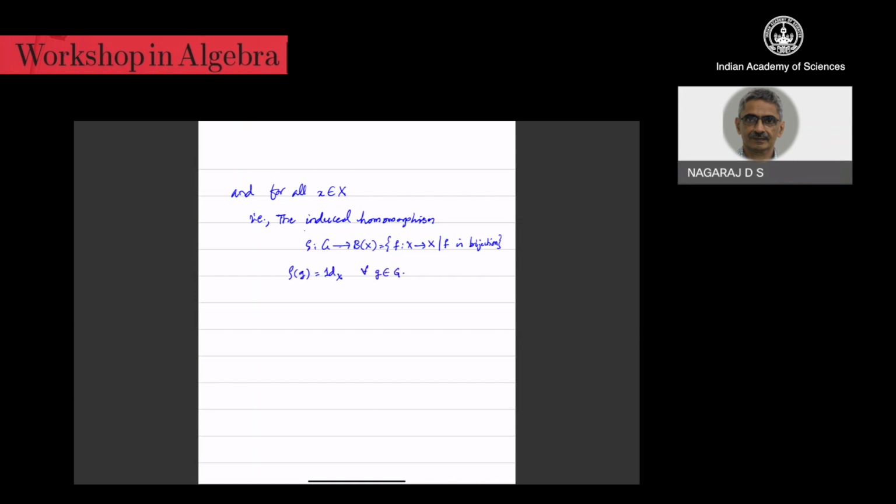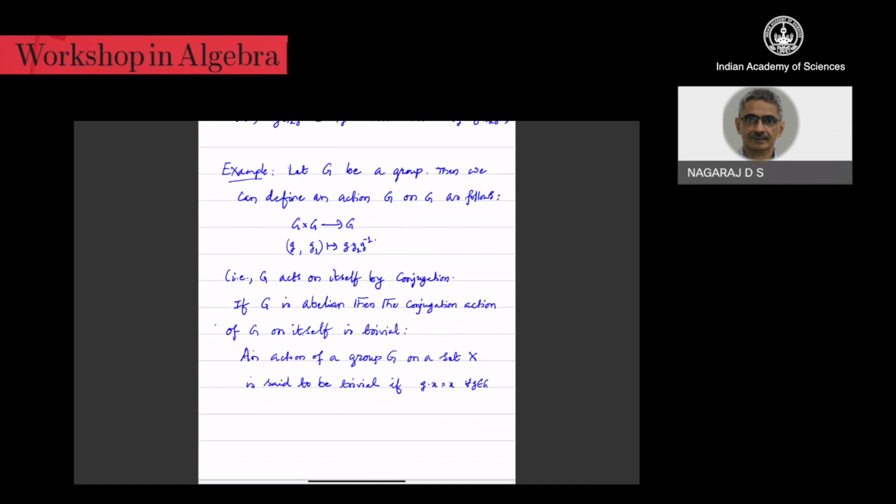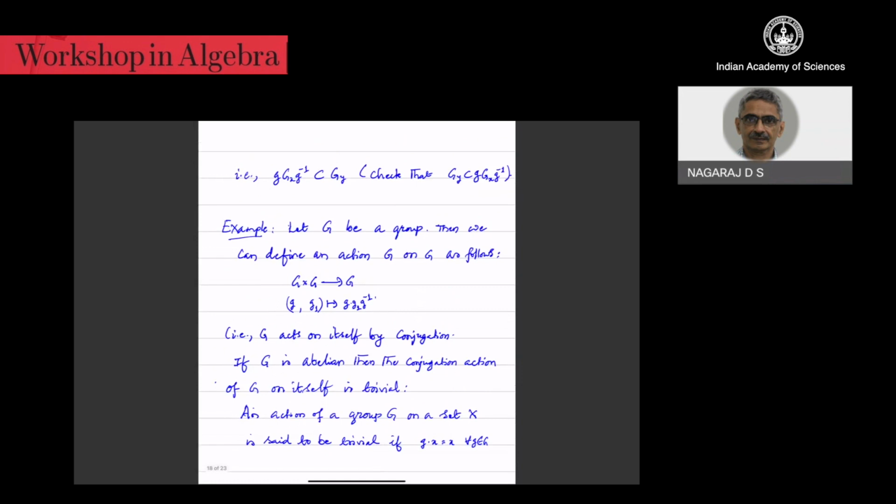So we say that an action is trivial if such a thing happens. What we are saying is that if G is an abelian group, then the conjugation action, G acting on itself by conjugation, is a trivial action. That is because g h g inverse is h for all g in G and h in G. If G is abelian, any two elements commute, so you will see that the corresponding action is the trivial action. Okay, so this is what we get.